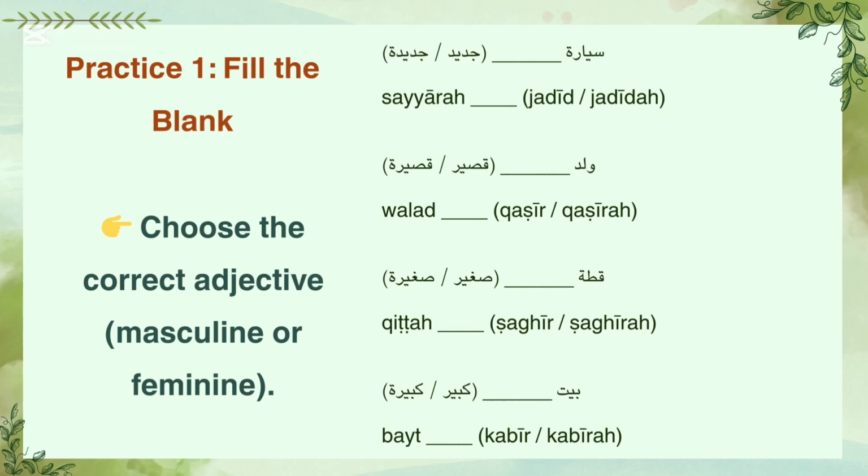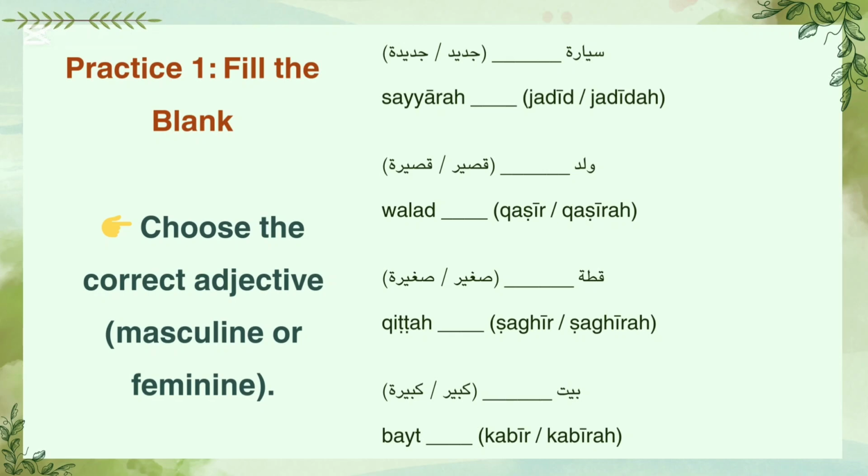So from this lesson you will find many new vocabulary. Next is walad, kasir or kasira. Walad is kasir because it doesn't end with ta marbuta. Can we say walad kasira? No, it's walad kasir. So next question, what's the meaning of walad? Walad means boy. Kasir means short. It means short boy.